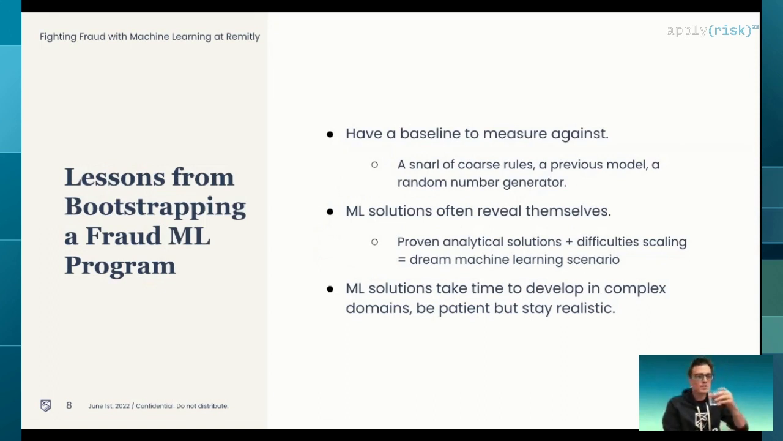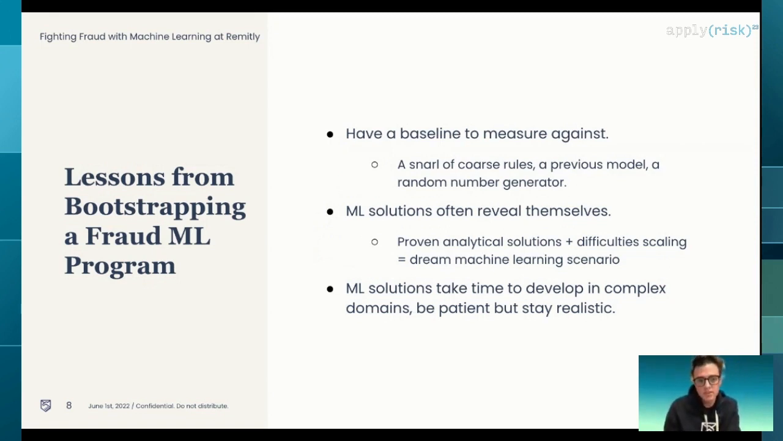So the first is always have a baseline to measure against. A snarl of rules, a previous model, a vendor, a random number generator, whatever it is, having a bar to measure against is critical for crafting your roadmap to improvement. Simply put, we measure success of ML solutions at Remitly by their ability to beat the next best alternative, whatever that may be. Without a baseline to measure against, we won't know whether or not we're improving.